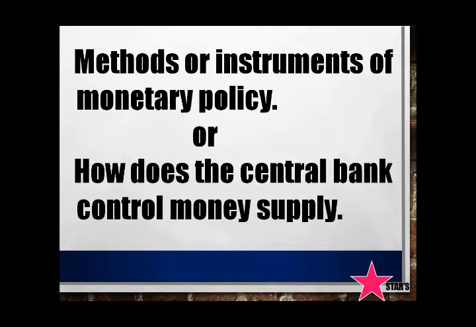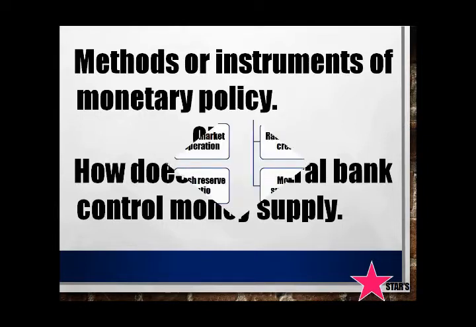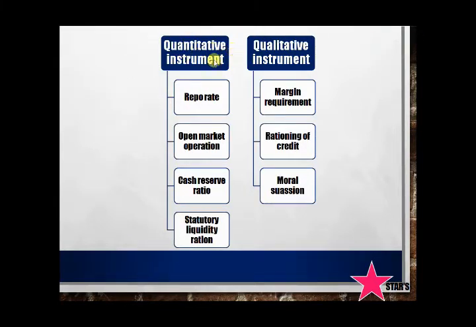Today's topic of discussion is methods or instruments of monetary policy, or how does the central bank control money supply. The central bank adopts various measures to control the supply of money in the economy. Largely, these measures relate to credit creation capacity of the commercial bank, which is why monetary policy of the central bank is often taken as a credit control policy. Principal instruments of monetary policy or credit control policy of the central bank are broadly classified as quantitative instruments and qualitative instruments.